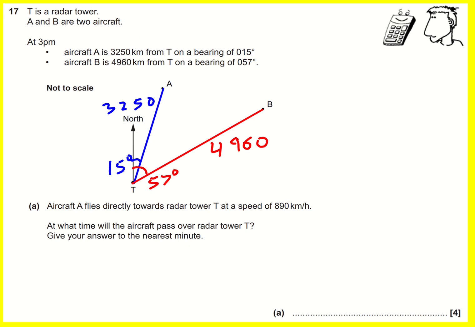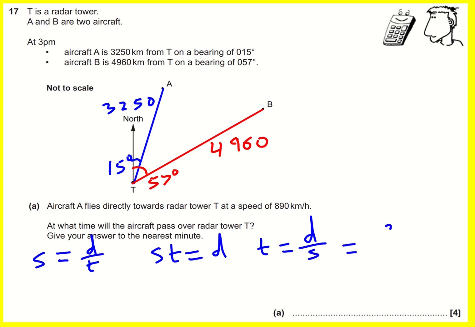Well, we know how far it's going. We know the constant speed that it's moving at. We can use speed equals distance over time. Just need to rearrange that. So s times t is equal to d, so t is actually equal to distance over speed. The distance is 3250. Divide by the speed, 890.